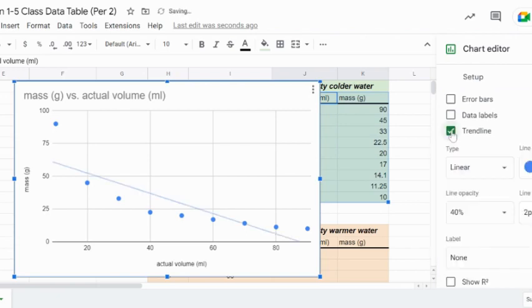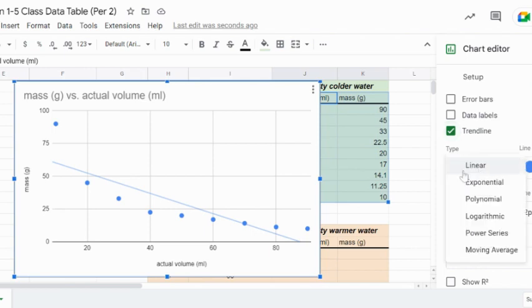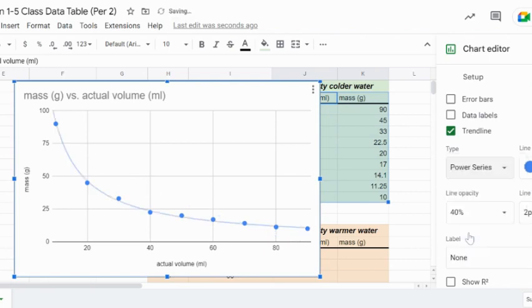Now, if you notice, this set of data doesn't really match this trend line. This trend line indicates that it's a linear relationship, but the dots really don't line up at all. So instead, I want to use the appropriate relationship. So I go over here to Type. Instead of linear, I'm going to go down to Power Series. And if you notice, that actually goes through, that's the best fit curve.